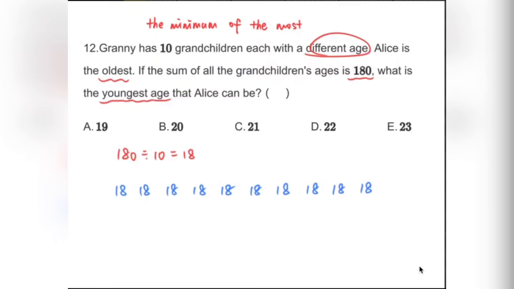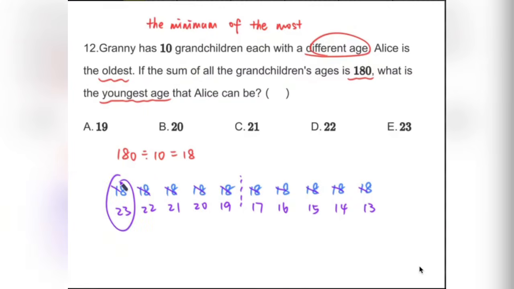As you can see, 10 is an even number. So here, let's start from the middle. Plus 1, minus 1. Plus 2, minus 2. Plus 3, minus 3. Plus 4, minus 4. Plus 5, minus 5. So you can see, what is the youngest age that Alice can be? Yes, it can only be 23, okay?